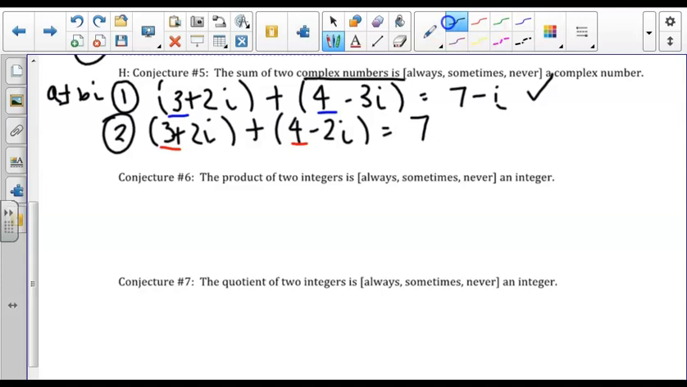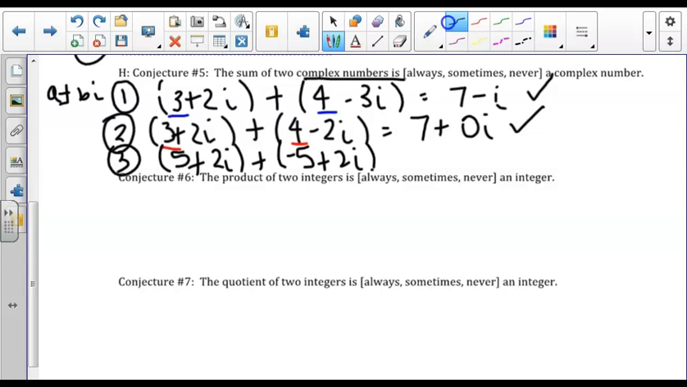And when we subtract the imaginary parts, 2i minus 2i, we'll get 0i, which still is a complex number. And the last example that we'll look at is 5 plus 2i plus negative 5 plus 2i. When we add our real parts together, we are going to get 0. When we add our imaginary parts together, we will get 4i, which is still a complex number. So we can see that this is always true. The sum of two complex numbers is always a complex number.